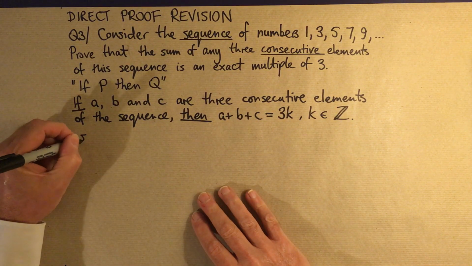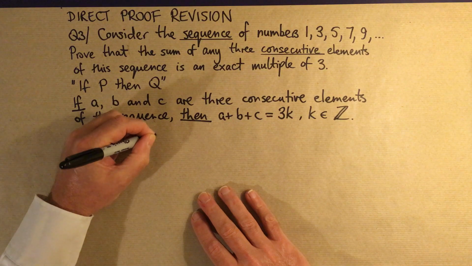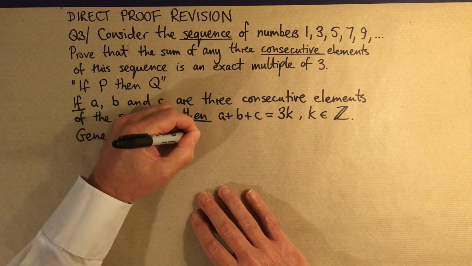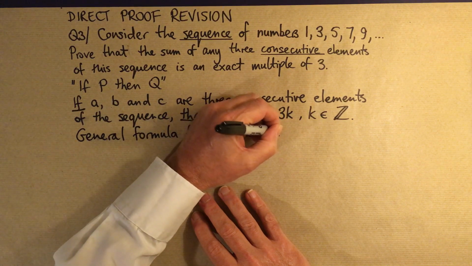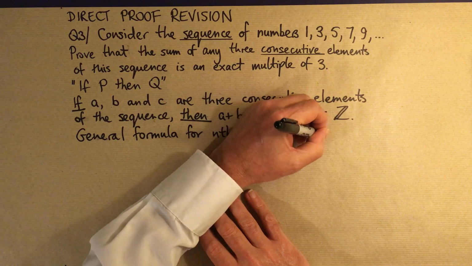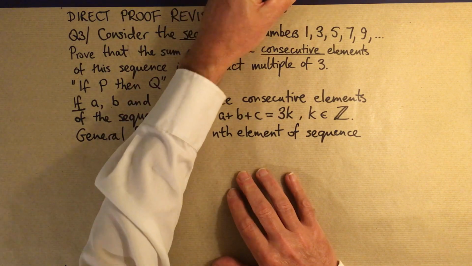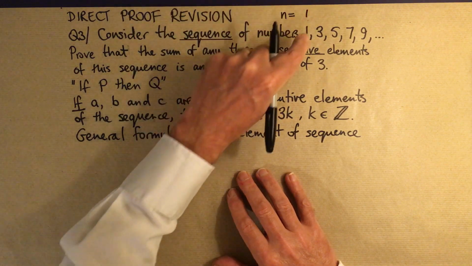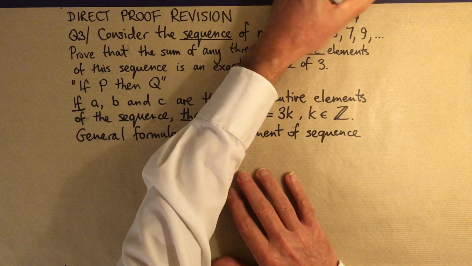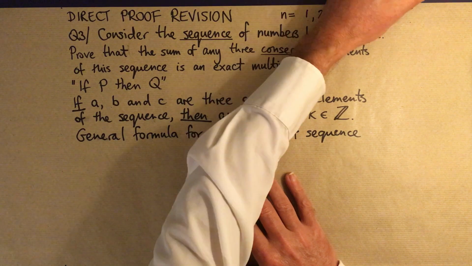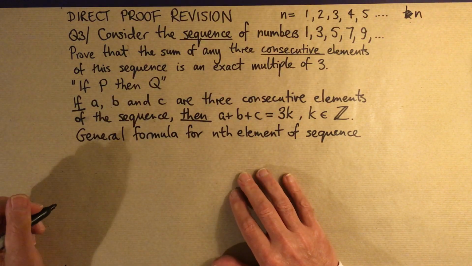Well, in general, there's a general formula that we can use for the nth element of this sequence. And we can work out what this is by looking at it. I'm going to start my numbering at 1. So that's the first element. That's the second element, the third, the fourth and the fifth. And in general, I'd like to know what the nth element is. Let's call it element n.